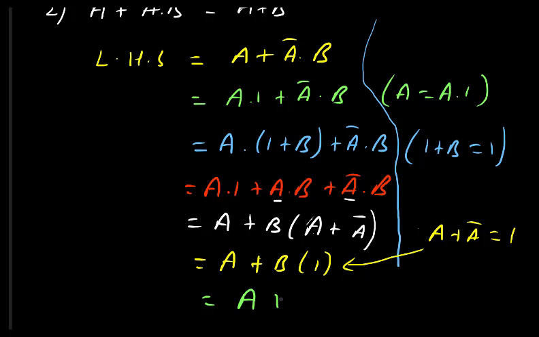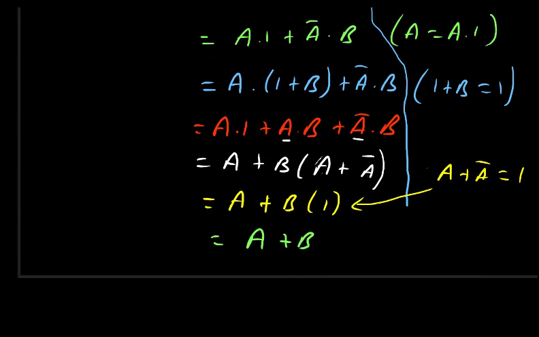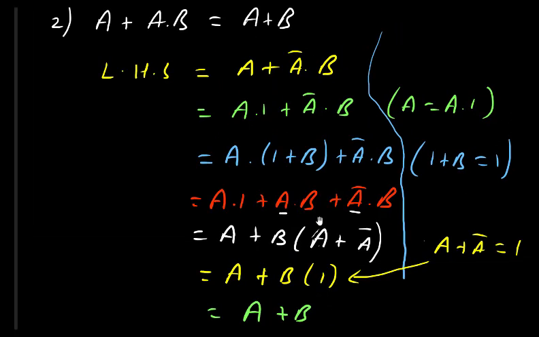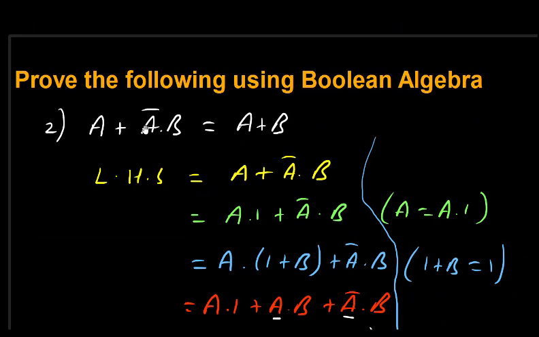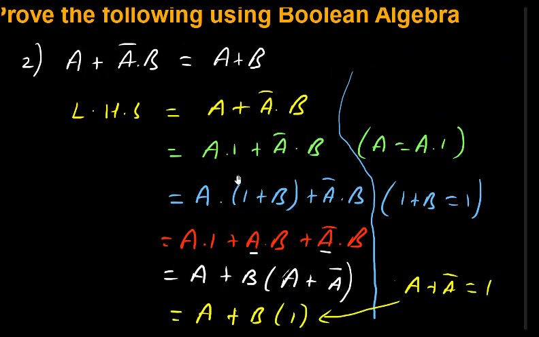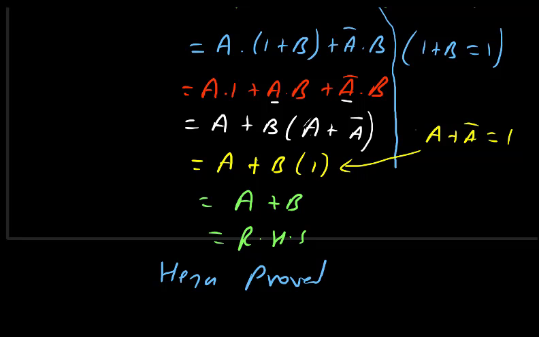Okay. So finally we get what we want, which is equal to RHS. Hence it is proved. So this is what we get, hence proved. So I proved it using Boolean algebra. So this is what we want. You can see this. This is what we want: A or A bar dot B is A or B. So this is what we get. We started with this and we got this.